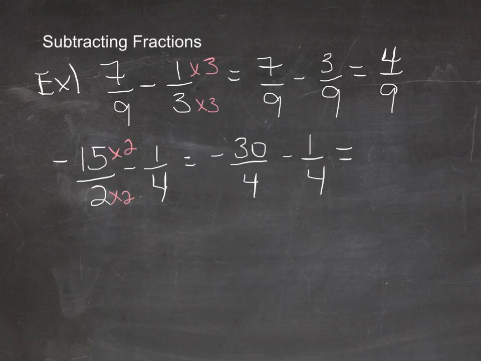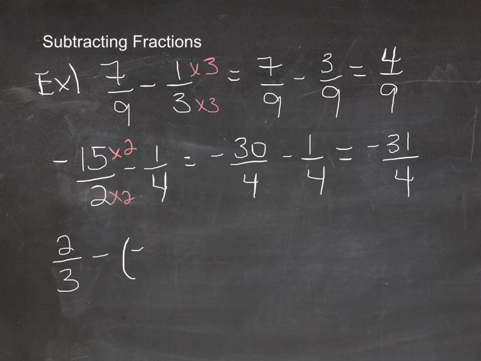And again, now I have negative 30 minus 1 more, so I get negative 31 over 4. And again, I can't reduce that. I would just leave it as is because 31 is a prime number. Okay, and the last one here, I have 2/3 minus negative a half.